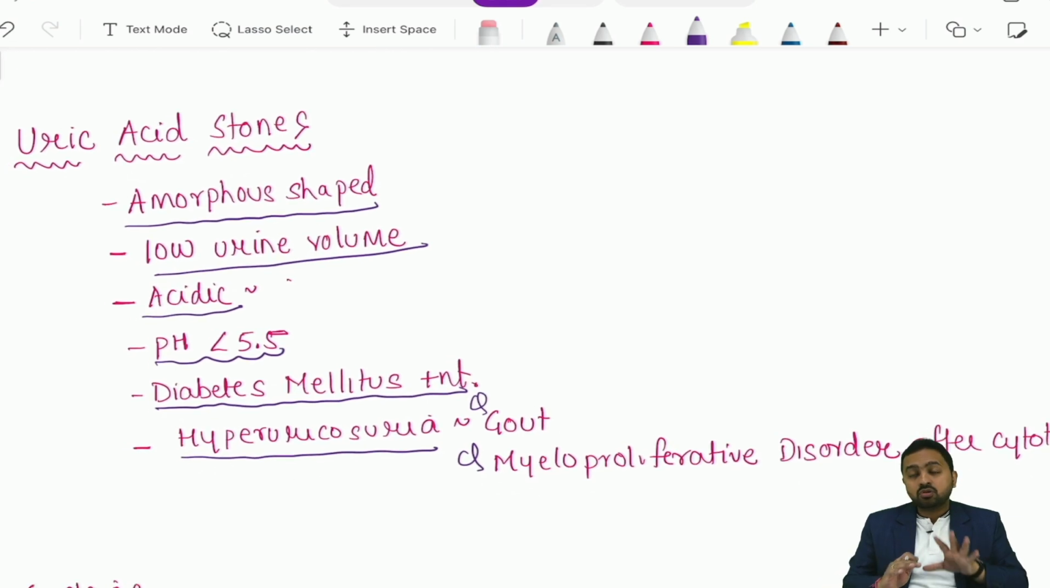So, you might be getting a clinical question where a patient has received chemotherapy, a cytotoxic drug, for a myeloproliferative disorder, and the patient has formed a renal stone. So, what would be your type of renal stone, which would be a uric acid stone, or you can also have your clinical scenario where they frame it with the condition of gout. So, uric acid stones in hyperuricosuria, which is your gout and myeloproliferative disorders after cytotoxic therapy.